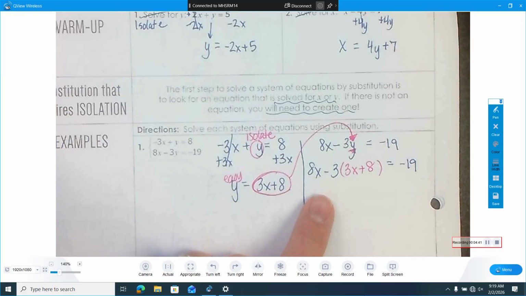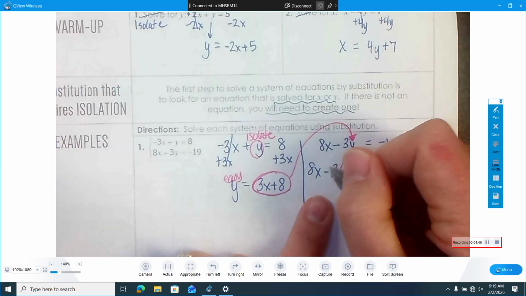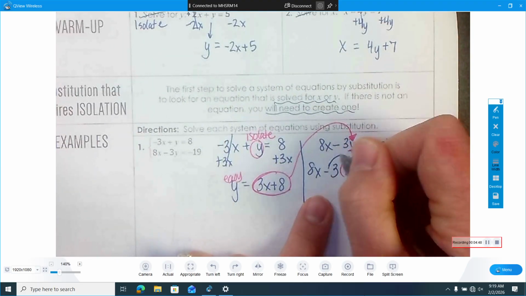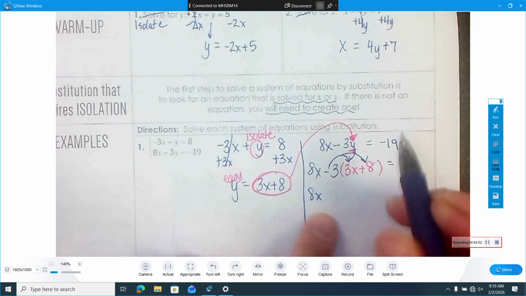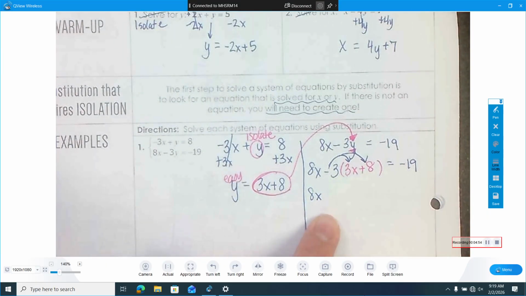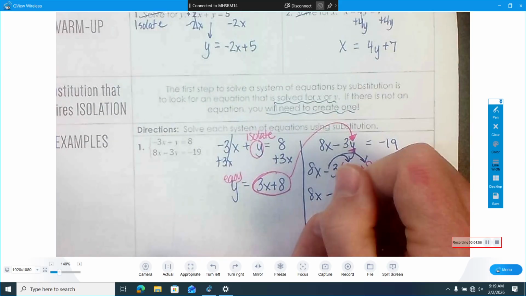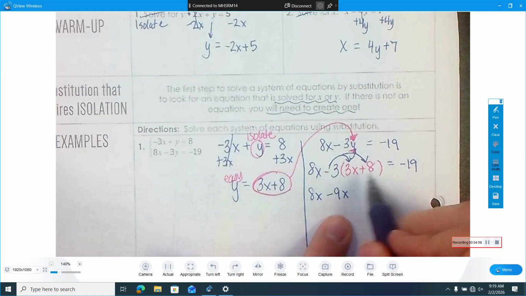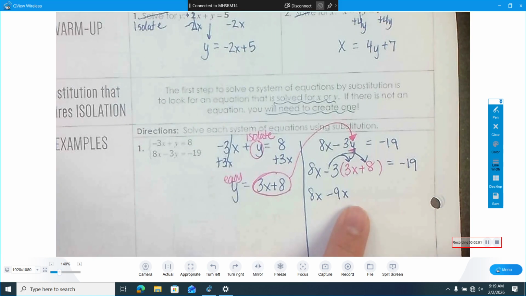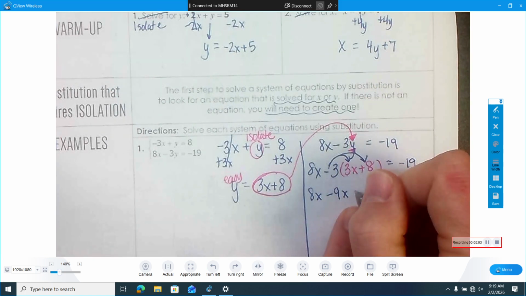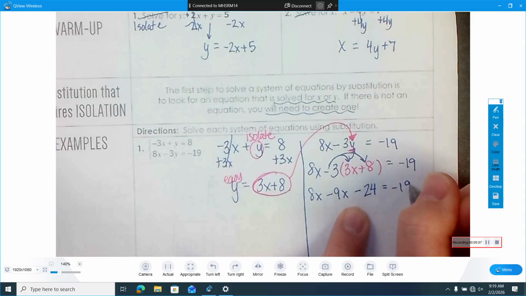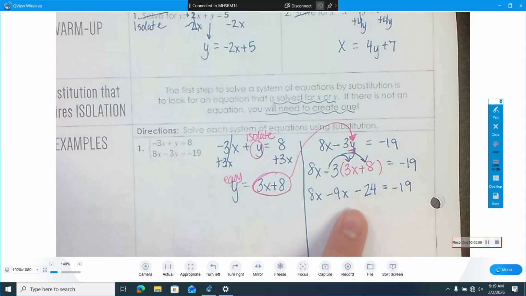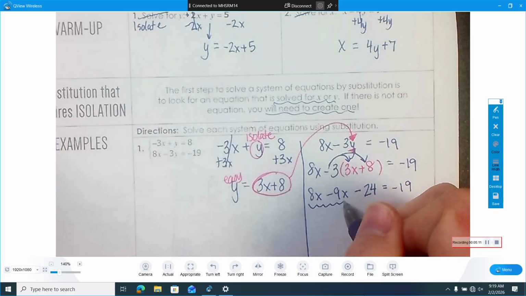All right, what should we do now? Distribute, good. This is a negative 3 that we're distributing, so we want to be very careful. My 8x is waiting. What is negative 3 times 3x? Negative 9x. What is negative 3 times positive 8? Negative 24, good. Equals negative 19. And then I can combine like terms.